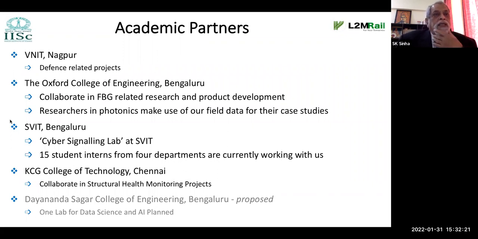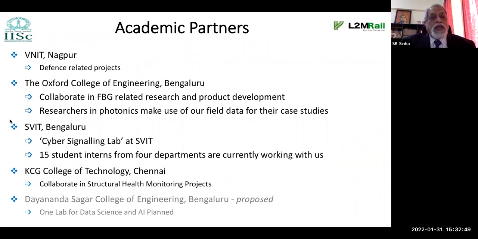Then we have academic partners, VNIT Nagpur, for defense-related projects. We have a tie-up with them. In Bangalore, Oxford College of Engineering, we have an MOU. We already heard from Professor Vaibhav that one of their students is working with us. Then with SVIT, Sai Vidya Institute of Technology in Yelahanka, we are working with them. We have actually set up a lab there.